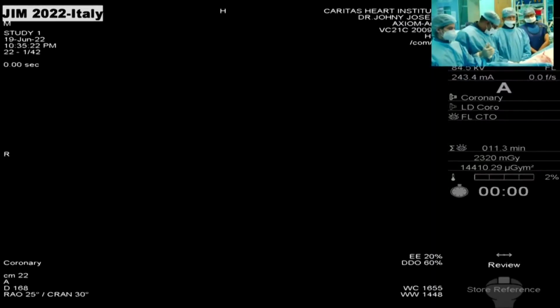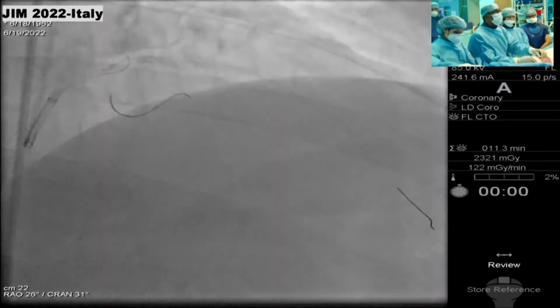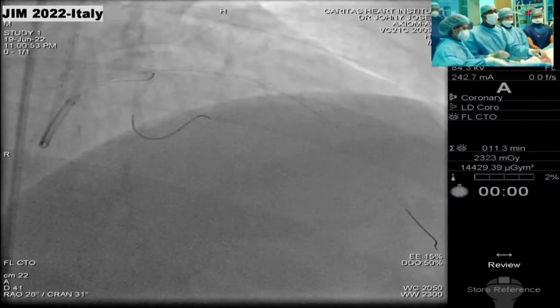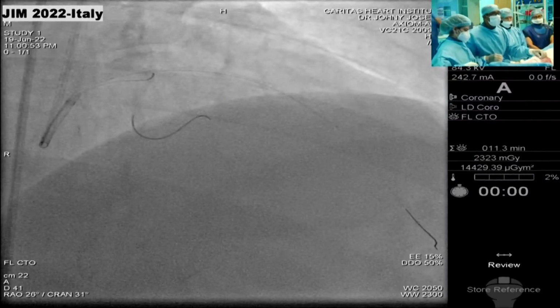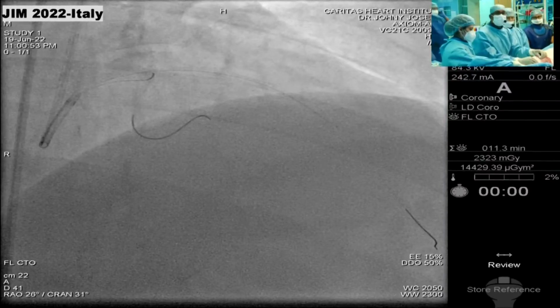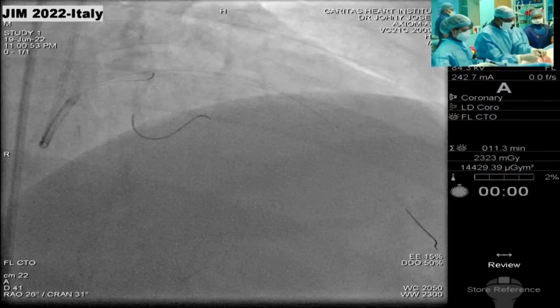Okay, so this is where we are. That's the live fluoro monitor. We just had a wire, again a Versatin wire, into the circumflex artery, and now we are going with a 3.5 into 28 millimeter Alpine stent.